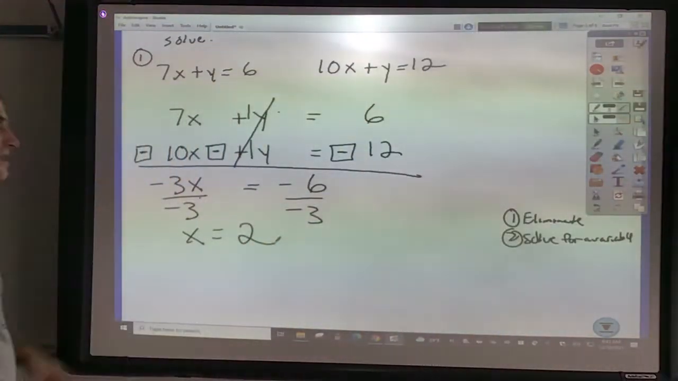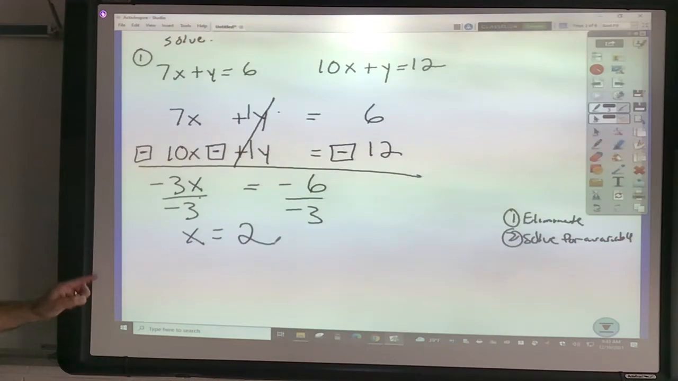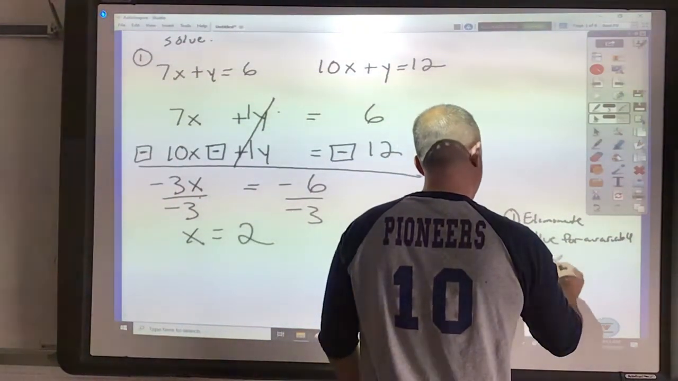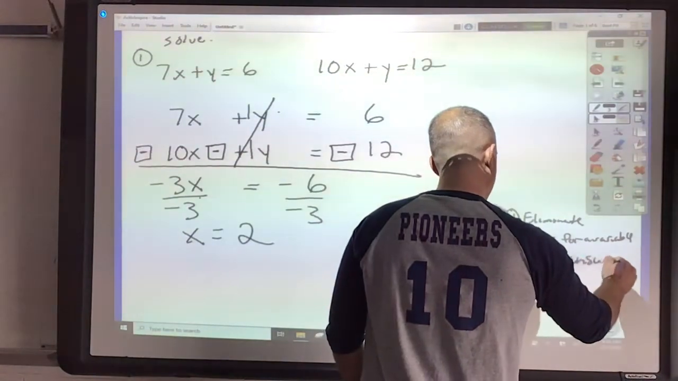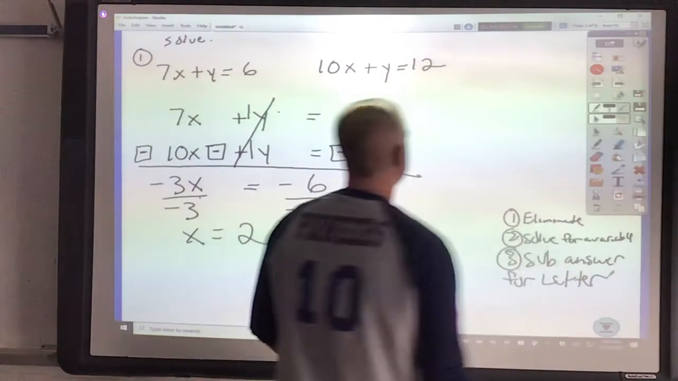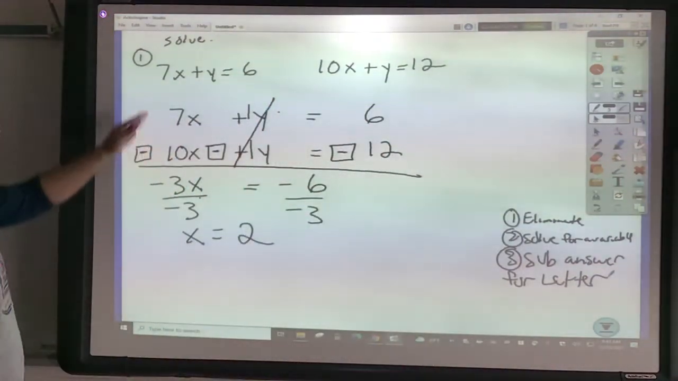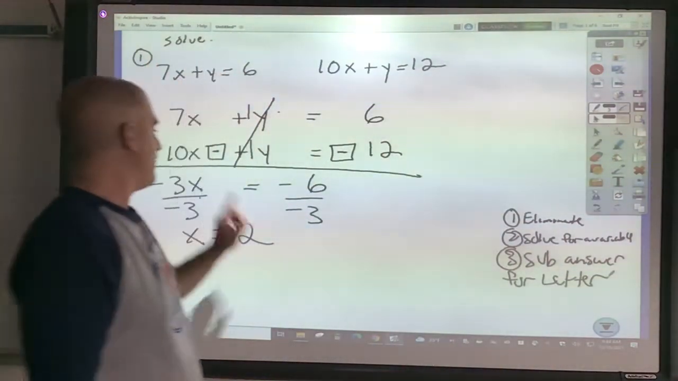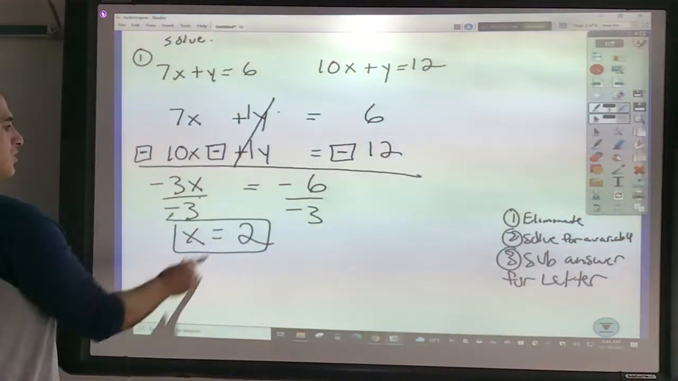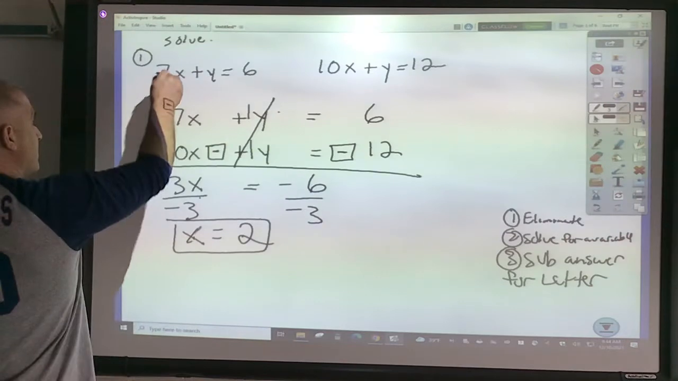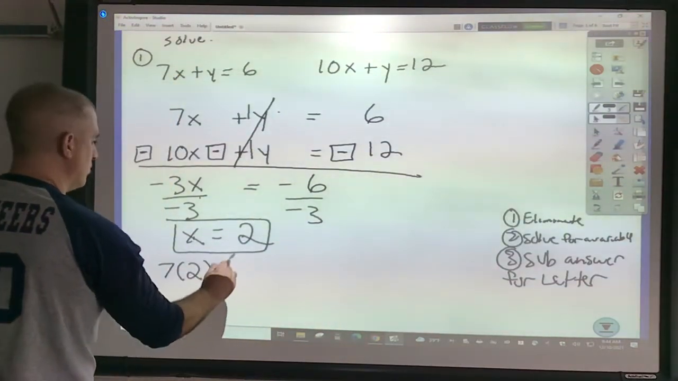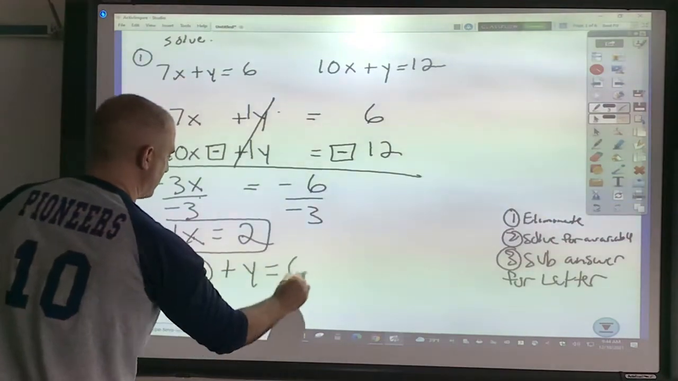Now, I want to substitute the answer for the letter. It does not matter which one you decide to do. If you want to choose this one, that's fine. If you want to choose this one, this is fine. So x equals 2, and I want to put x is 2 in there. Let's say I do that one. So 7 times 2 plus y equals 6.